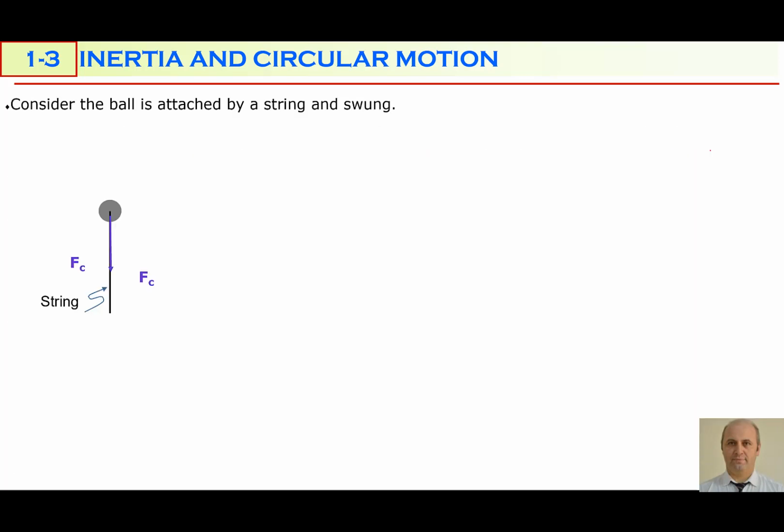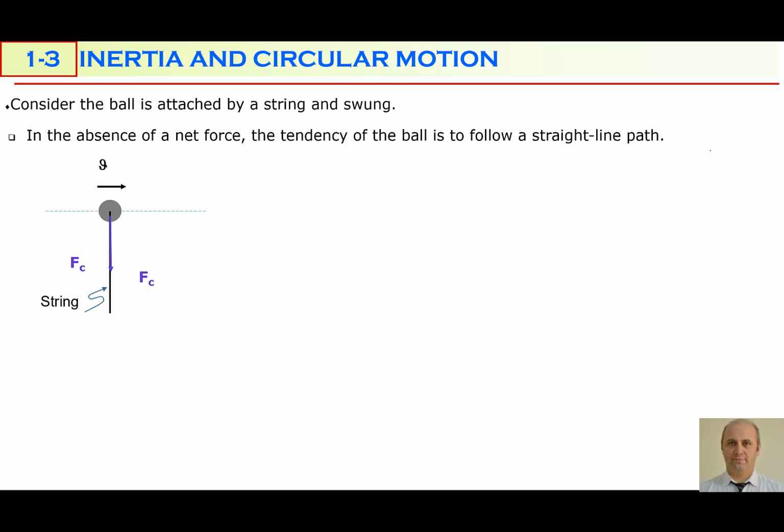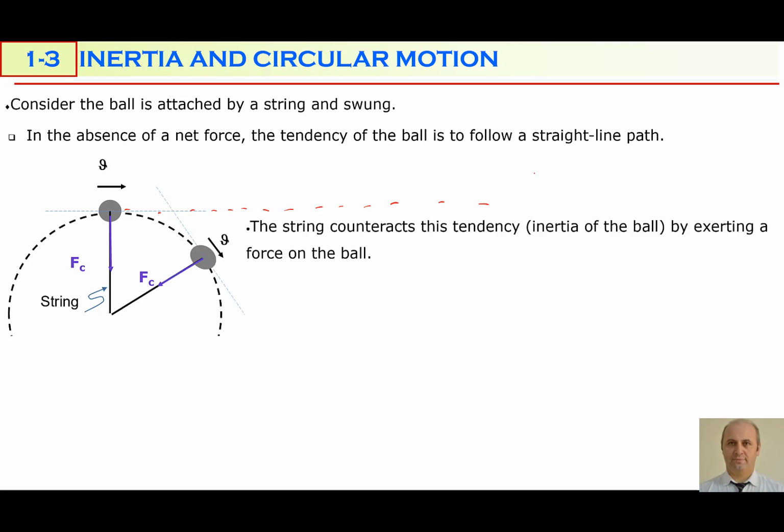So consider a ball attached to a string and swinging. If there is no string, and you give some speed to this ball in this direction, horizontal, this ball will follow this horizontal path till the end. But because this ball is attached to a string, this string applies a force, which is the tension force, and of course this tension force of the string counteracts this tendency.